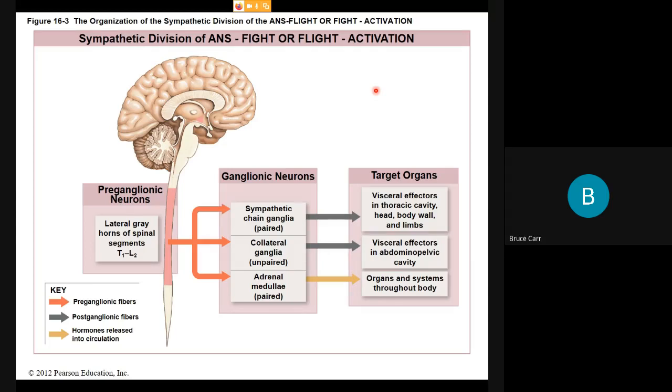So let's take a look at the sympathetic division of the autonomic nervous system. This is a whole body organization that's aimed at maximum muscular exertion and survival.